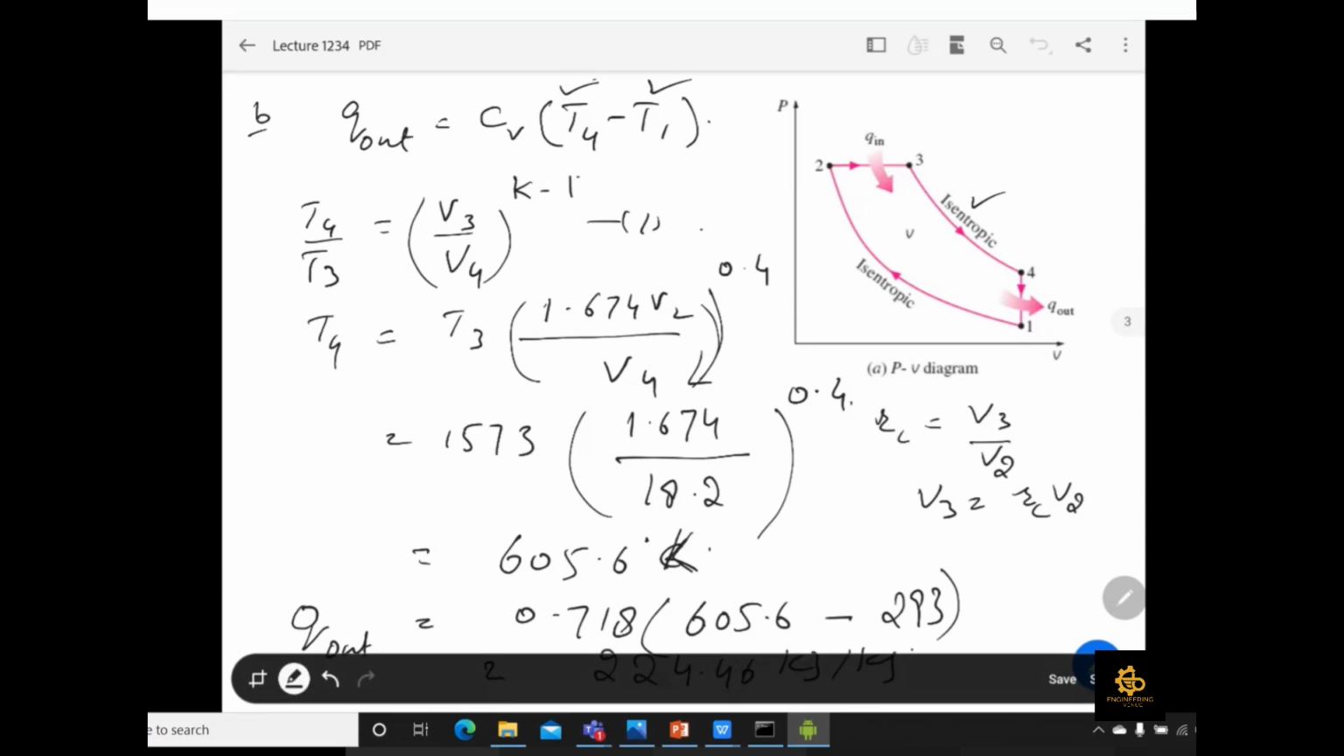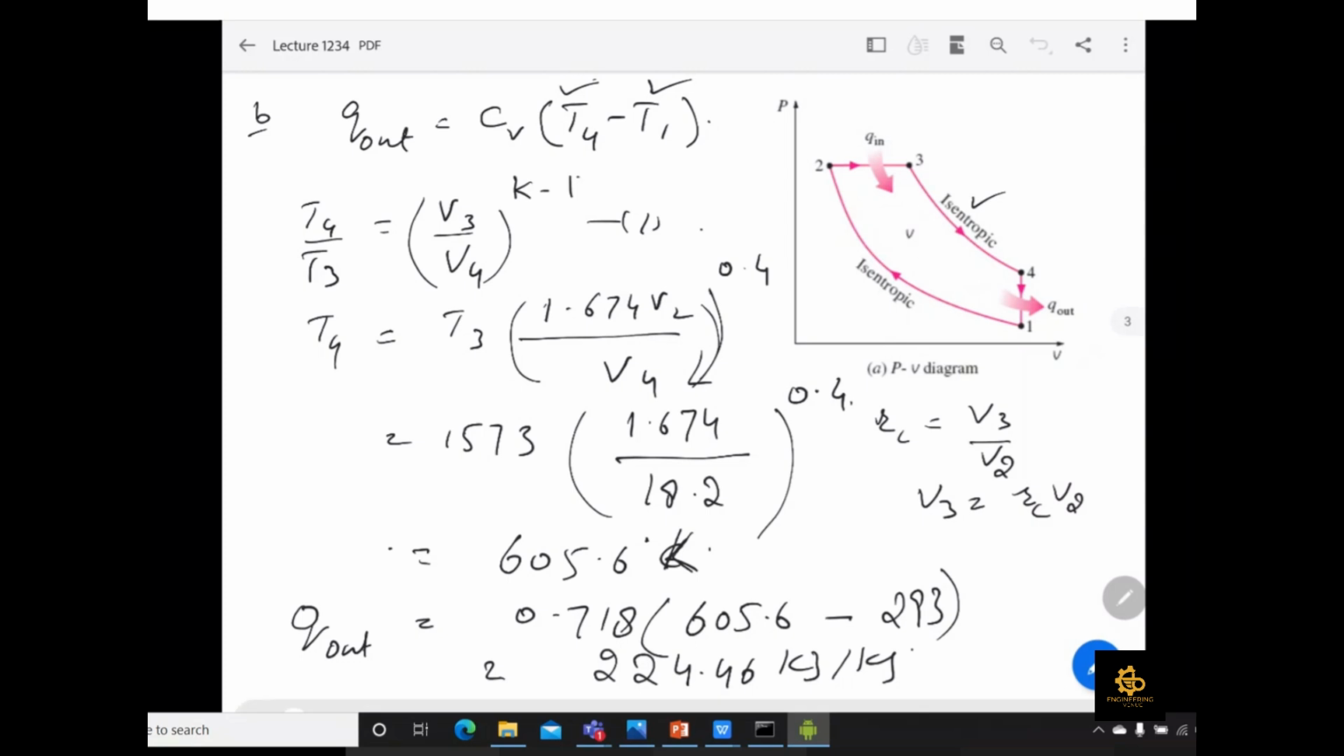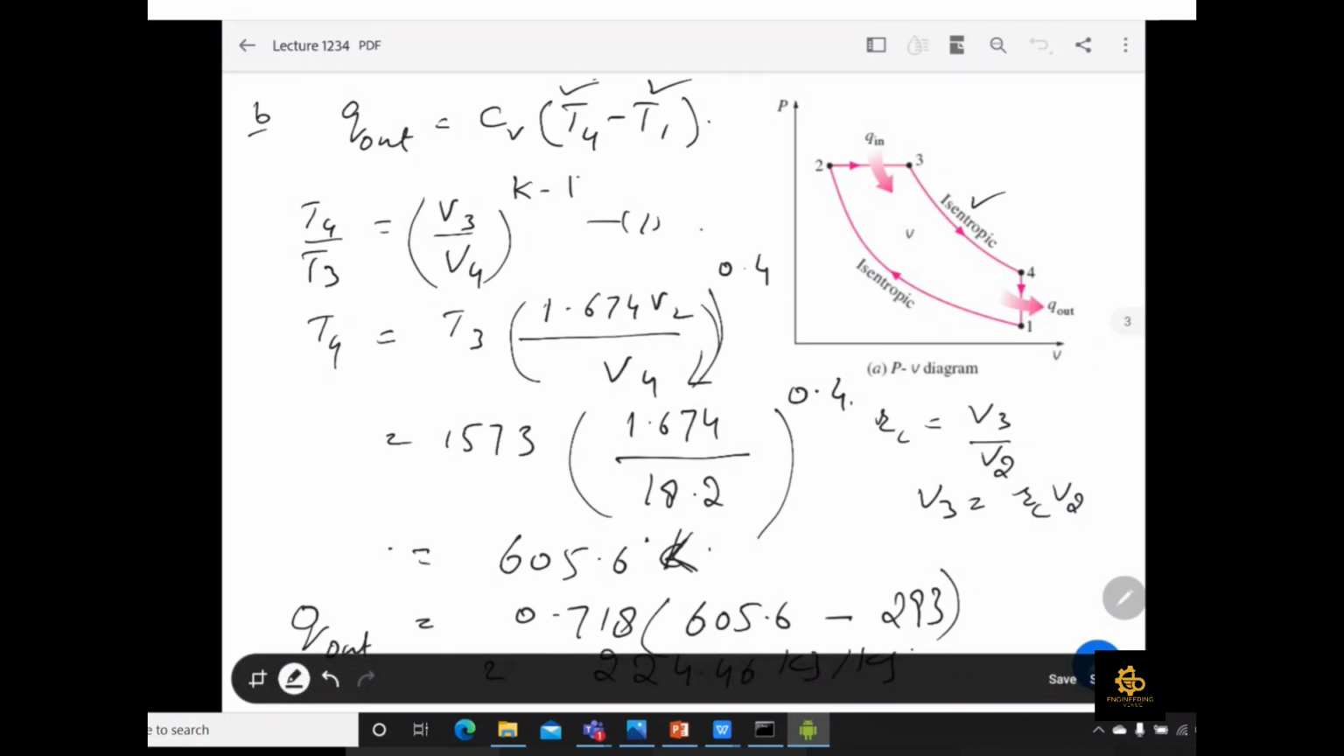So you have to find the Q out per unit mass. If it is mentioned per unit mass, you can just write kilojoule per kg. If it is in kilojoules, you have to multiply by the mass as well. So you can note it down, then I will move towards part C.